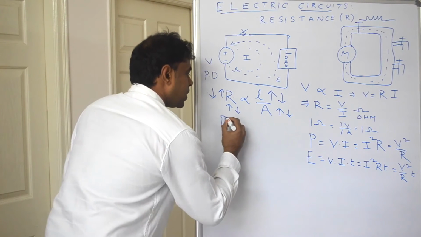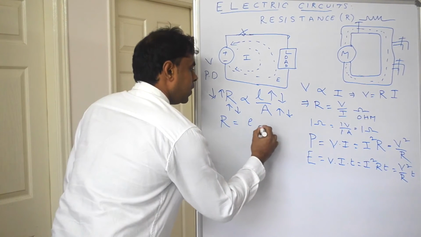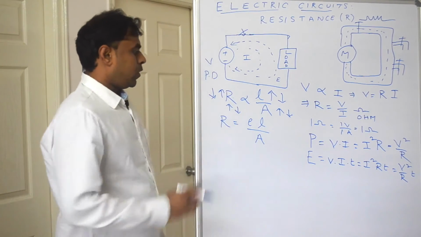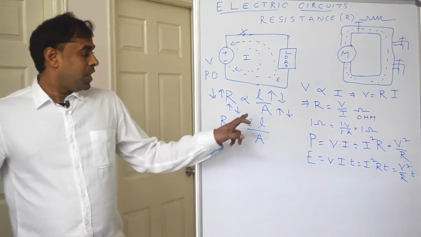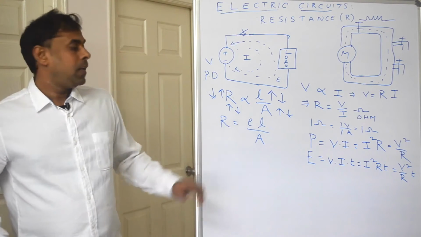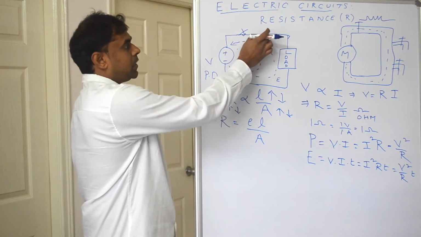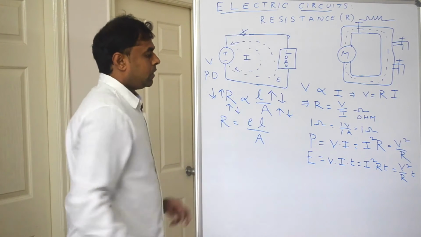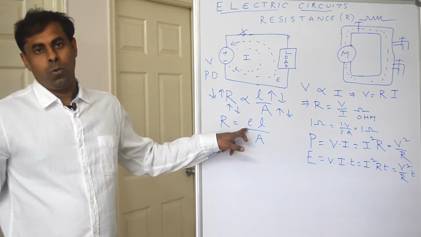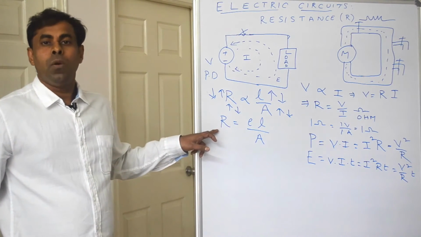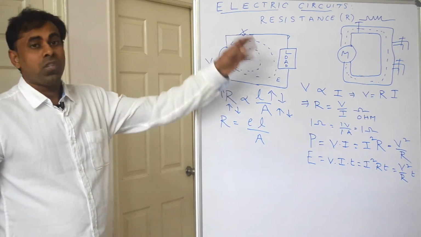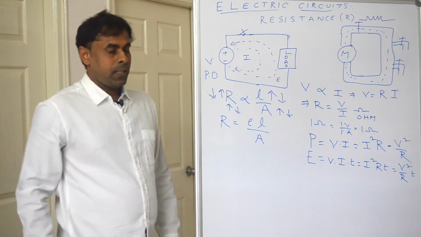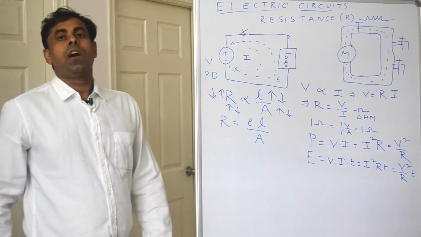If I apply the constant of proportionality, R equals rho L by A. Rho is called the resistivity of the material. For normal applications where we connect wire from source to load, the value of resistivity should be low. So the resistance value will be low, so that the loss will be less and the voltage drop will be less. The normal material used is copper.